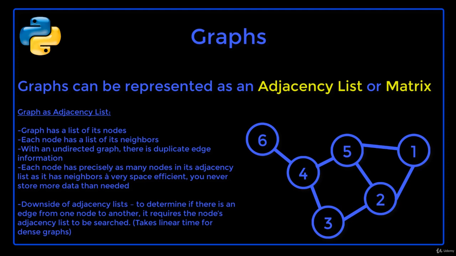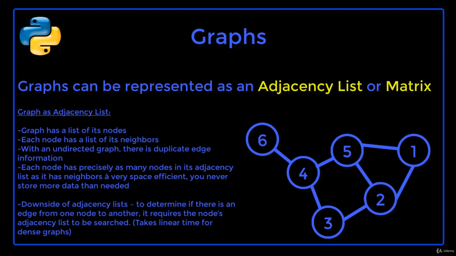First, let's learn about implementing a graph as an adjacency list. A graph has a list of its nodes. Each node has a list of its neighbors. And with an undirected graph, there is duplicate edge information. Each node has precisely as many nodes in its adjacency list as it has neighbors. This is very space efficient, as you never store more data than needed.